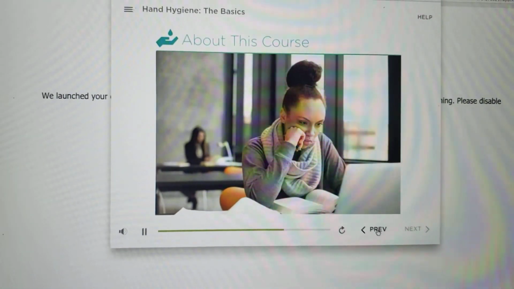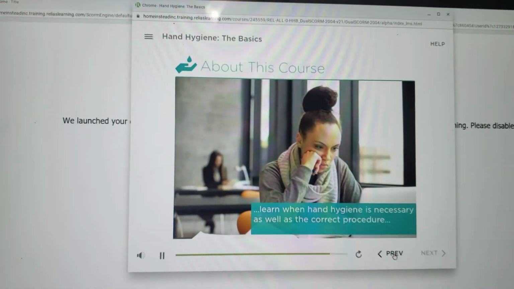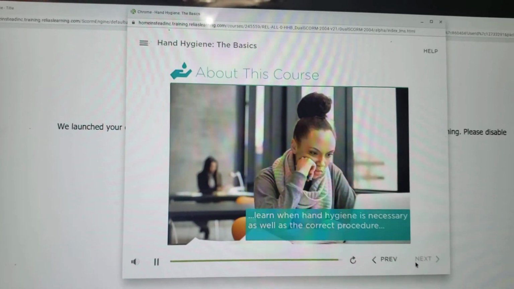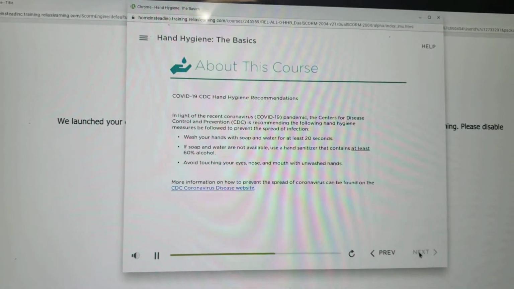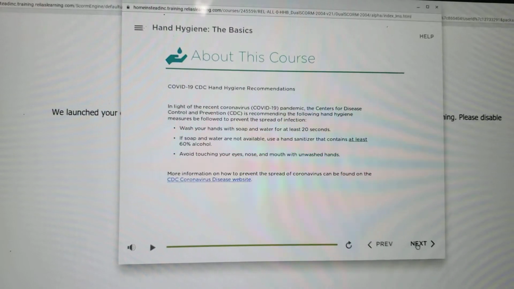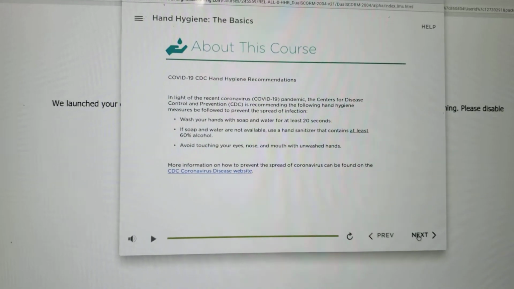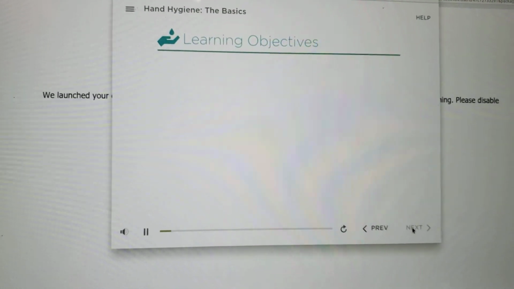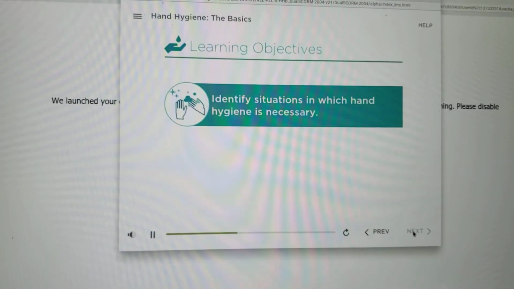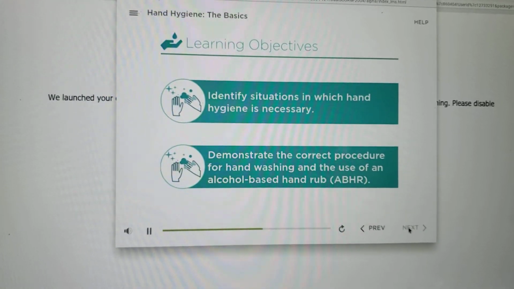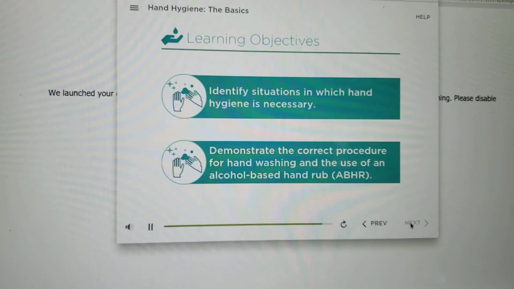In this course, you will learn when hand hygiene is necessary, as well as the correct procedure for hand washing and the use of alcohol-based hand rubs. After taking this course, you should be able to identify situations in which hand hygiene is necessary, and demonstrate the correct procedure for hand washing and the use of an alcohol-based hand rub, ABHR.